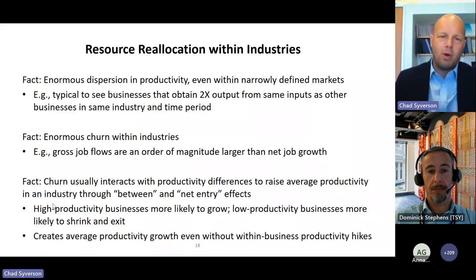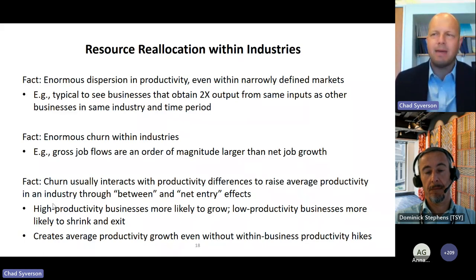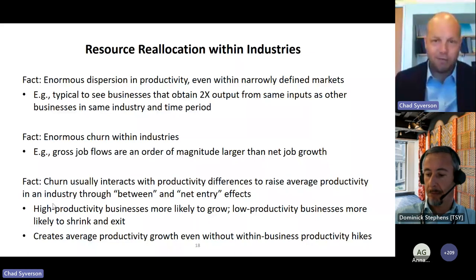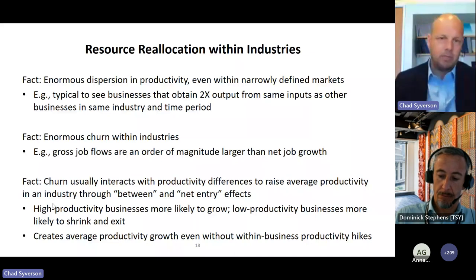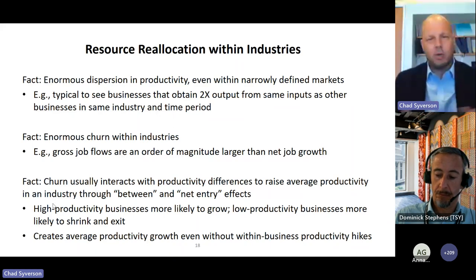Second fact, there is enormous churn within industries. What do I mean by that? One way to think about it is that gross flows are an order of magnitude larger than net flows. So for example, in the U.S., on the first Friday of every month, the Bureau of Labor Statistics reports how many jobs net have been created over the last month. A typical number would be 200,000. So we'll see growth in the U.S. of 200,000 jobs over the course of the month. That is a net change. Okay? That 200,000 actually hides enormous gross changes.